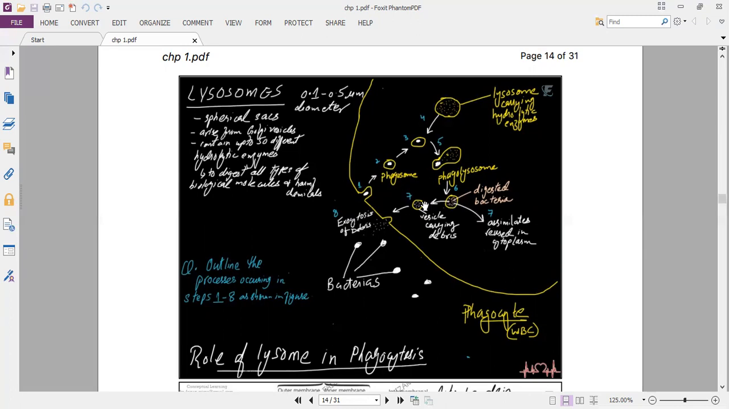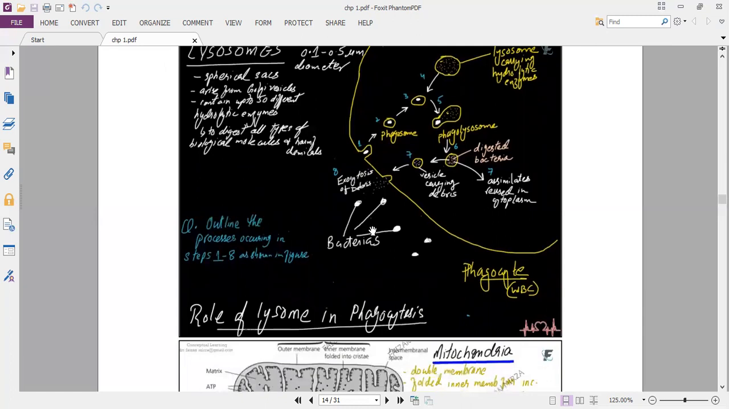The vesicle, which will be carrying the debris, will now start to move towards the cell membrane. So it goes to the cell membrane, it fuses with the cell membrane, and it causes the debris to be released out of the cell by the process of exocytosis. So this covers up the organelle still here.